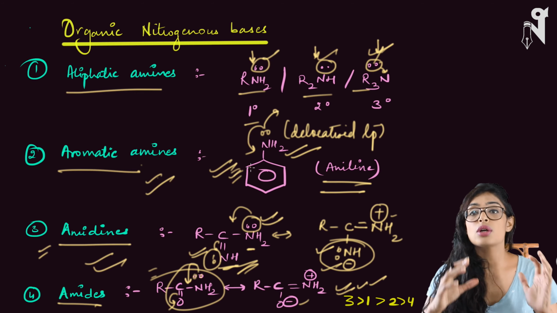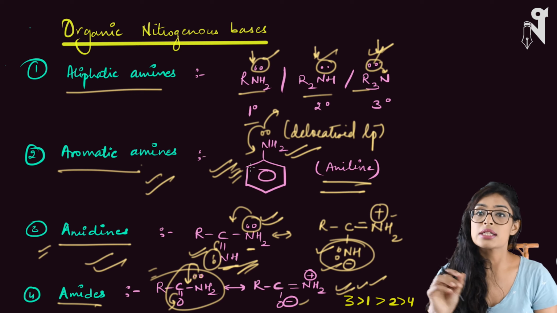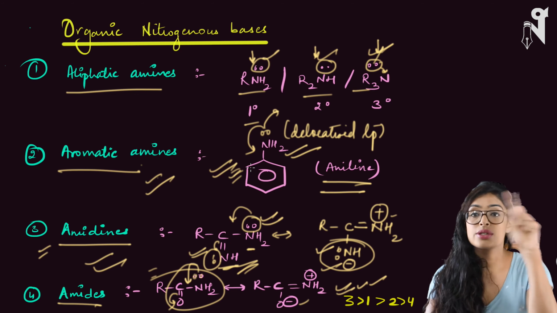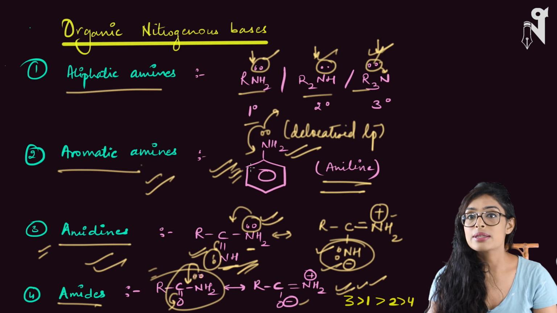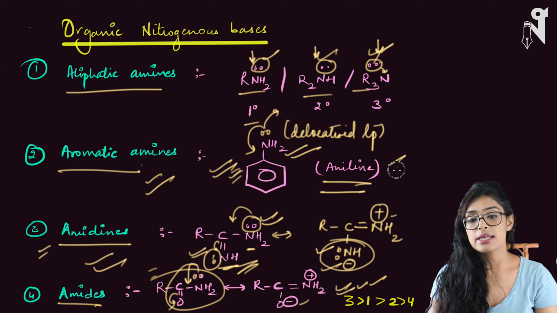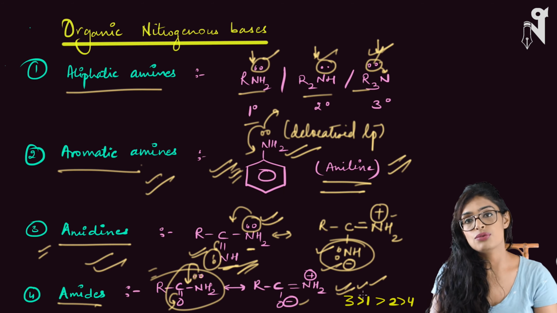Your conjugate acid is going to be an aromatic conjugate acid. It is going to be stable. If it is going to be stable, your original base is going to be a stronger base, right? So this is a stable conjugate acid as compared to the fourth one. Hence second is more basic, and then comes your fourth one.